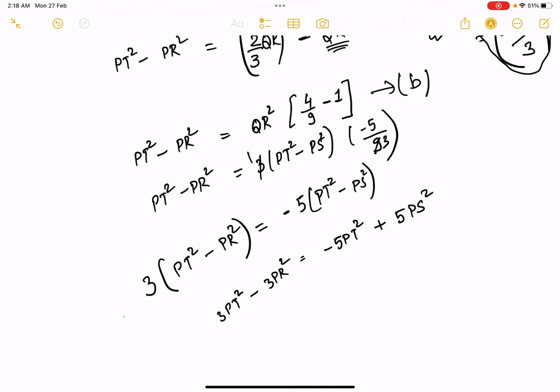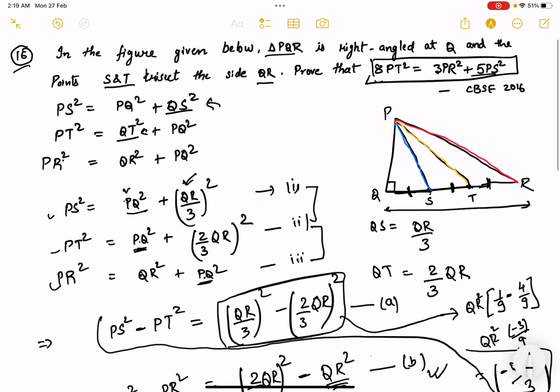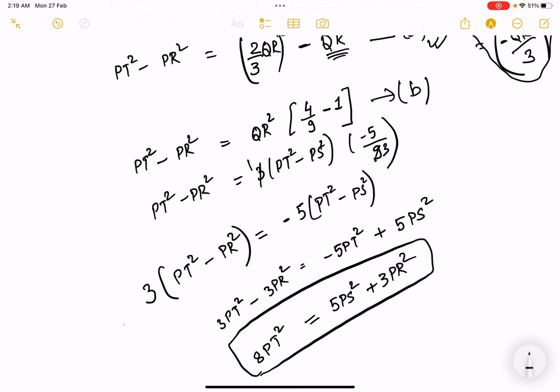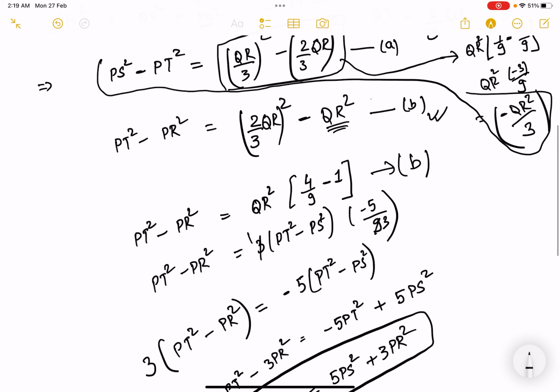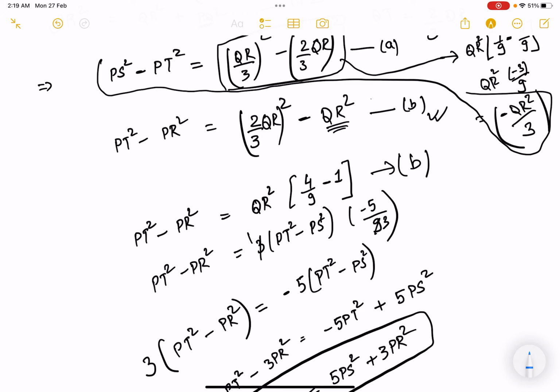So again, solving this, we have 8 PT square is equal to 5 PS square plus 3 PR square. This is the final result which we have to prove: 8 PT square is equal to 5 PS square plus 3 PR square. Okay, so let's highlight the equation.